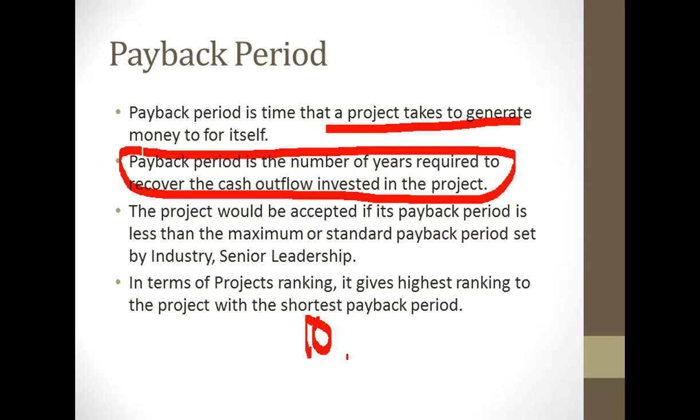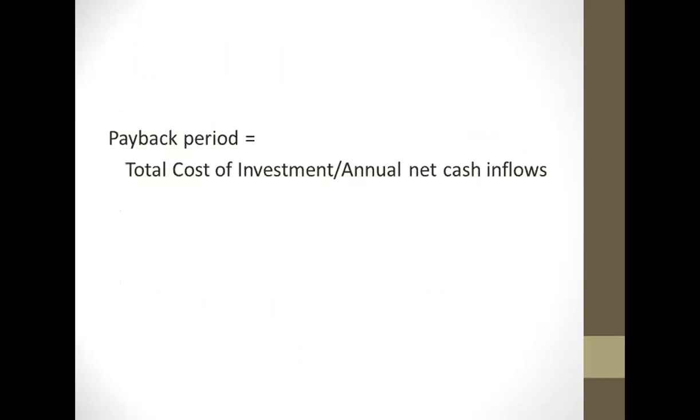The project would be accepted if its payback period is less. So if the payback period is less, you will accept the project, otherwise you will reject the project. In terms of projects ranking, it gives highest ranking to the project with the shortest payback period. Now, payback period is calculated using this formula: total cost of investment divided by annual net cash inflows.